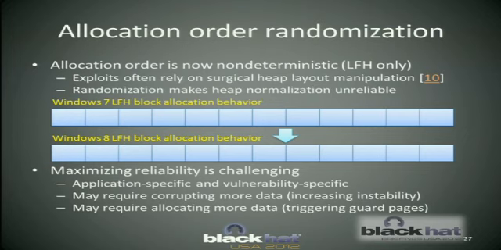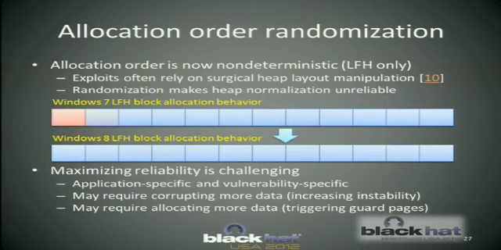Another major change that we've made is something we call allocation order randomization. And what this does is it makes it such that for allocations made from the low fragmentation heap, the order in which they will be returned with respect to one another is no longer deterministic. And the reason we do this is because exploits often rely on surgical manipulation of the layout of the heap. They want to place a block that they can overflow directly adjacent to some memory that they want to corrupt. Say it has a vtable pointer. So by randomizing the order in which these blocks are allocated, we make that less reliable.